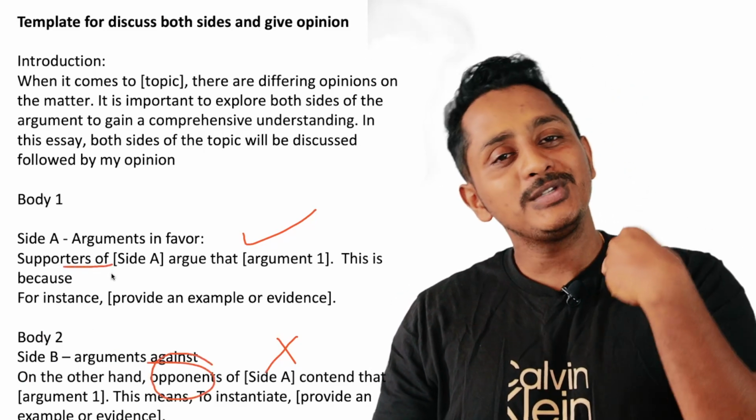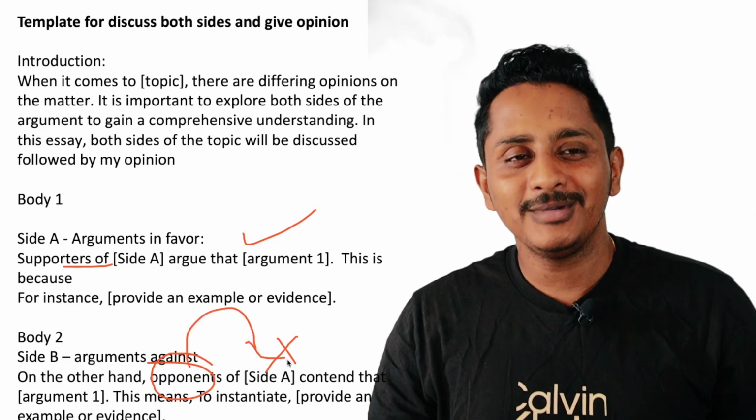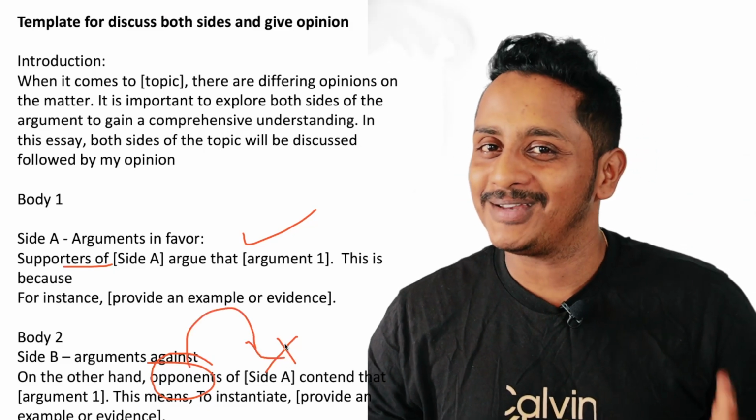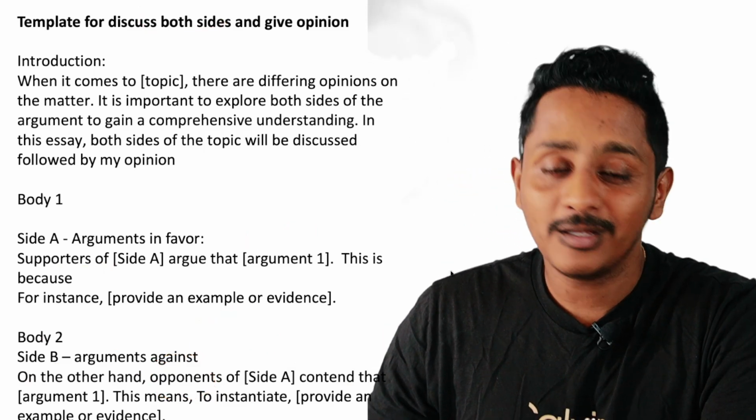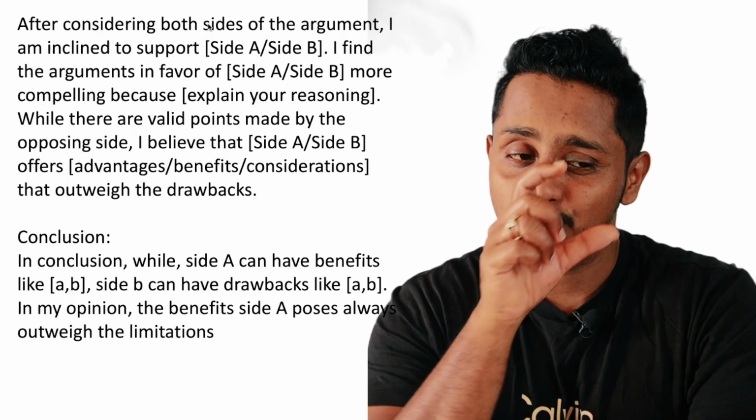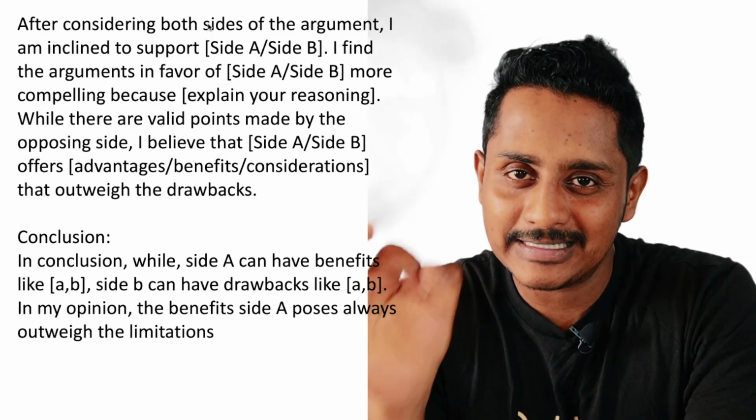Supporter of side A means one who is in favor of side A. Opponent of side A means one who is not in favor again. So, you will be talking about the other view. So, both the sides are done. Now, give your opinion, 4th paragraph is going to be opinion. This is what you are going to retain as it is.